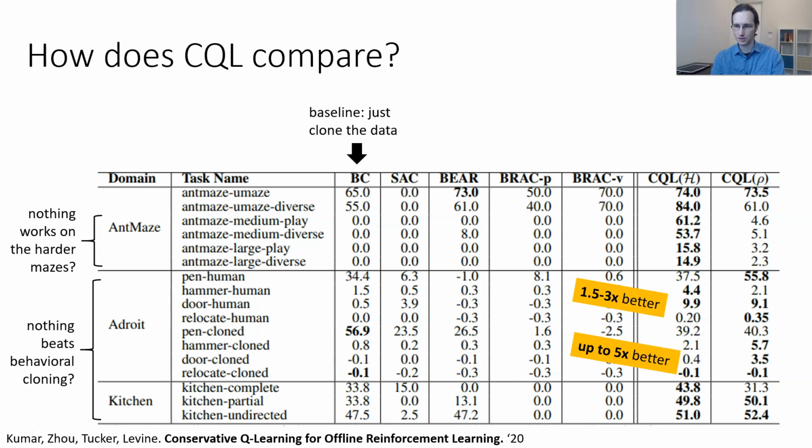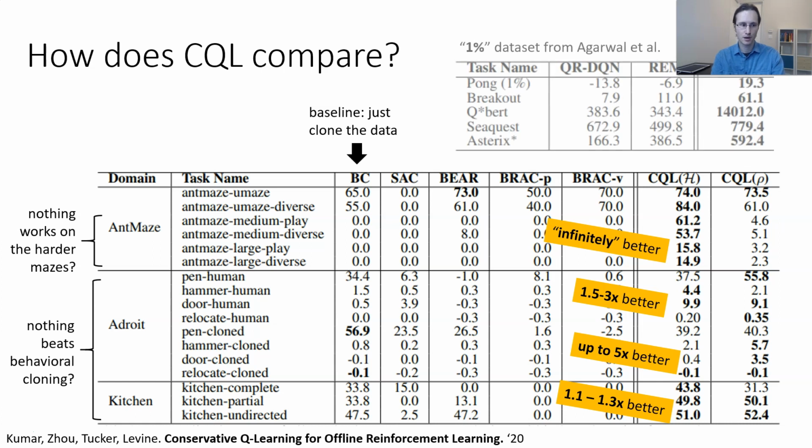The pen task is the easiest of the tasks, the other 3 are much, much harder. For the kitchen task, CQL is the only method that outperforms behavior cloning, and it does so by a considerable margin, 10 to 30%. And on the ant maze task, CQL is essentially infinitely better than all prior methods because it's the only thing that works, reaching as much as half of maximum performance in some cases. So these are percentages, so 50 is half. We also evaluated CQL on a difficult Atari task proposed by Agarwal et al., where we used the smallest dataset, the 1% dataset, and we saw enormous improvement over all prior methods, so 1.5 to 6x better.